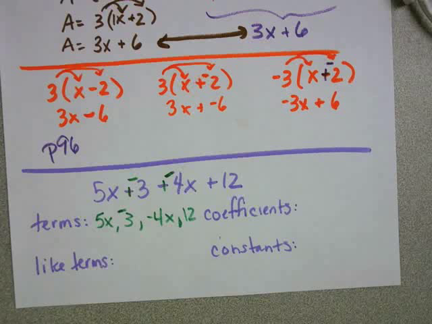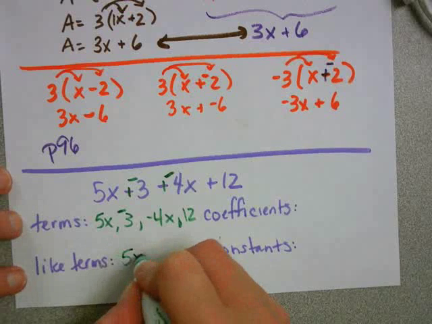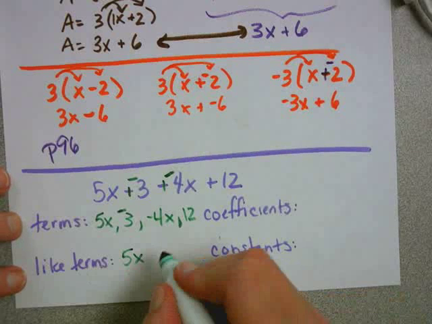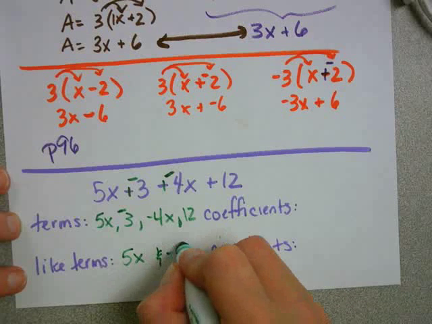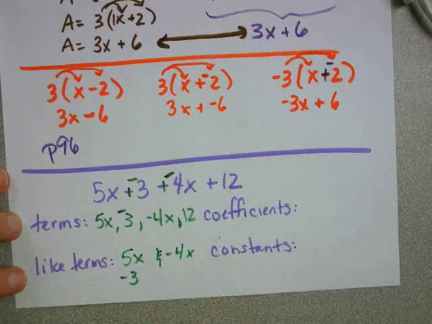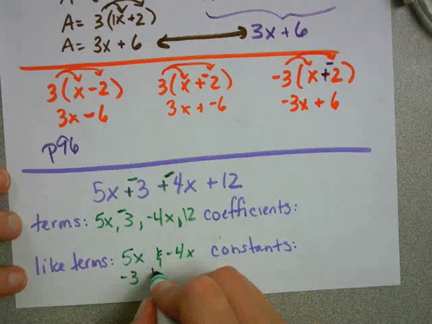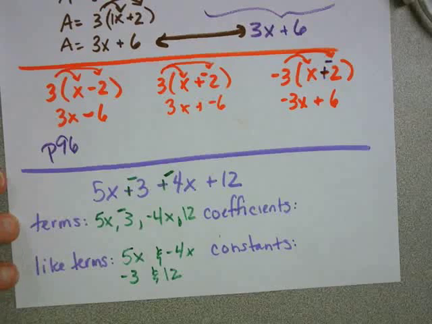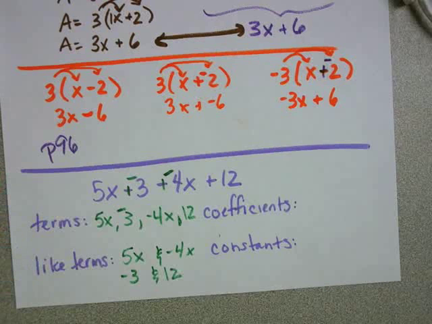Now, like terms. What are some like terms? You did those last year. So 5x has a like term. What term is it like? It's just like negative 4x. And negative 3 is a like term. What is it like? 12. Okay? Now the coefficient, do you remember what I said in the notes?